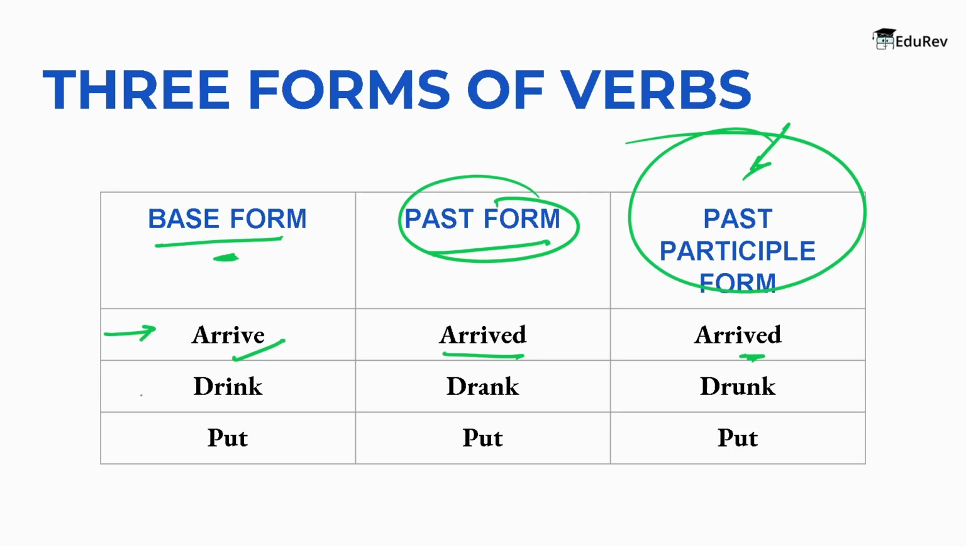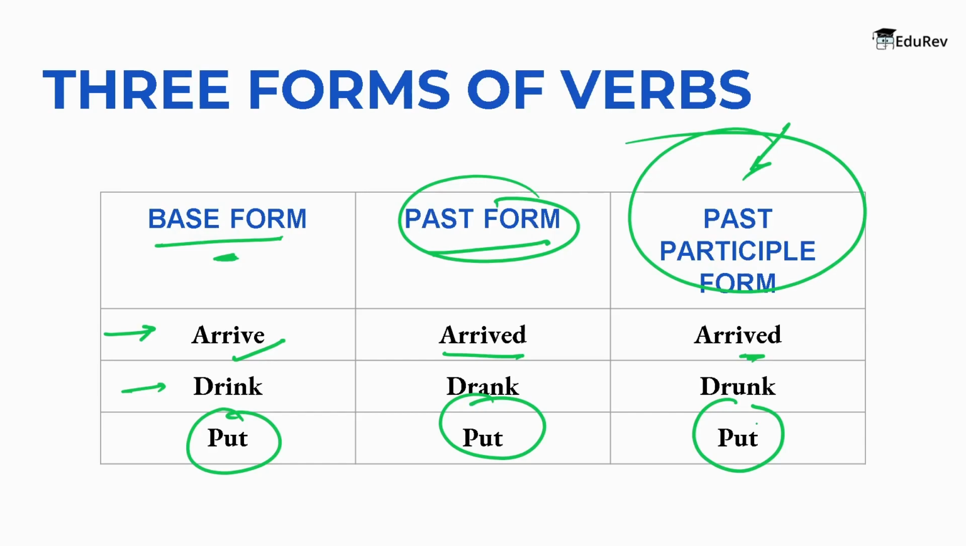Similarly, when we talk about the verb drink, we have three different forms: the base, past form, and past participle form. So drink, drank, and drunk. But wait a second. When you see the last example, can you see that the base form, the past form, and the past participle form are the same? That is, for put, all the three forms are the same. This means that not all the verbs will change when their form changes. The base, past, and past participle forms of the verbs might remain the same.